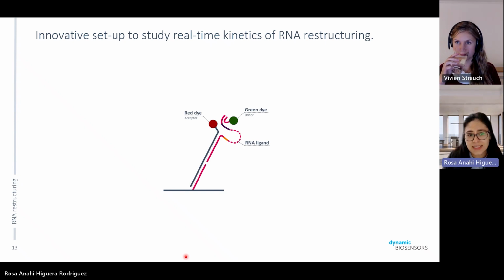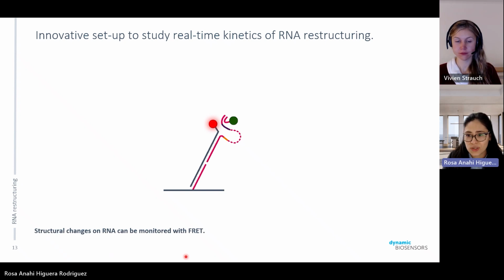So what we had was the ligand of interest, and then we place a green donor dye and a red acceptor dye on the extremes of the ligand. And whenever we irradiate the green dye, it would transfer its energy to the red dye, therefore we would have FRET. It turns out that this ligand that we use was already forming a secondary structure at the beginning, which placed the ends of the ligand very close together, therefore being in a FRET-sensitive distance. So naturally, this ligand was in a FRET state.